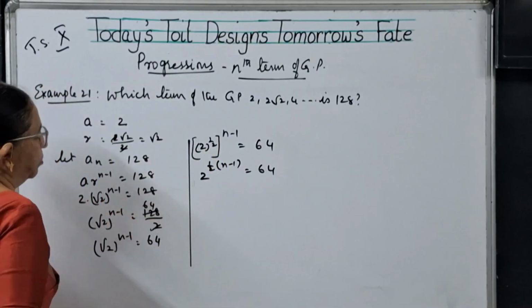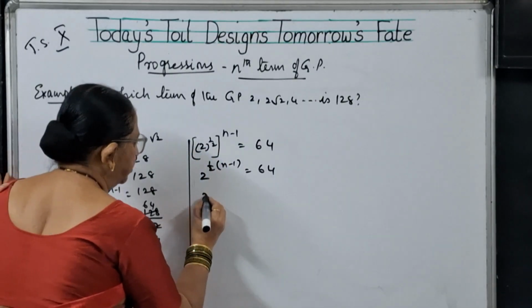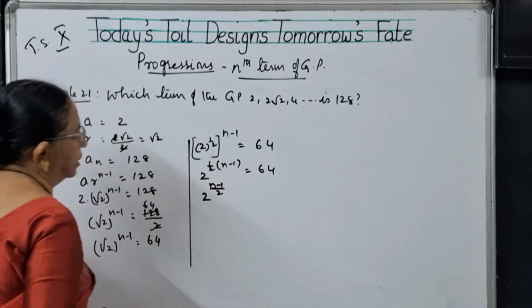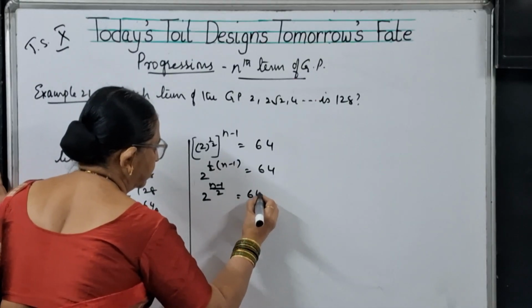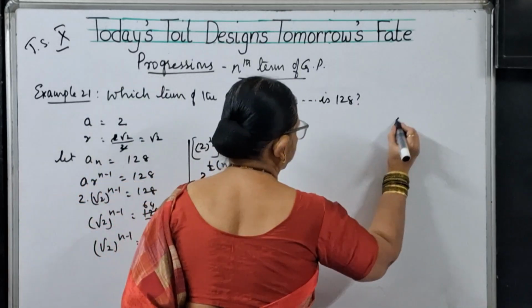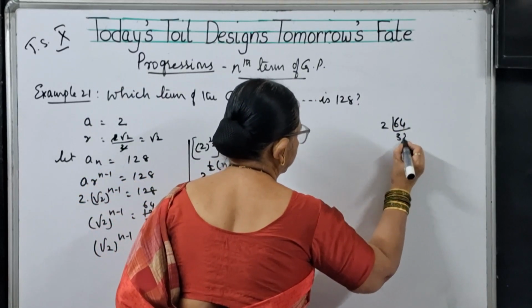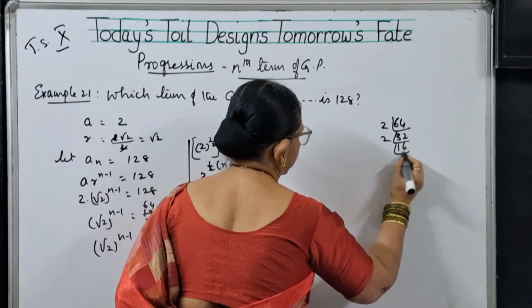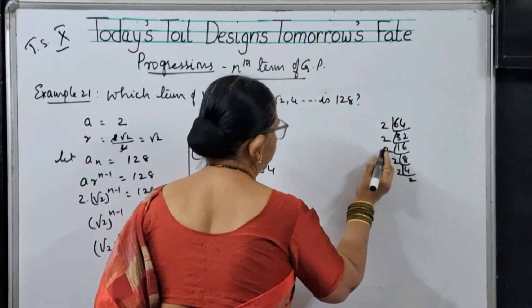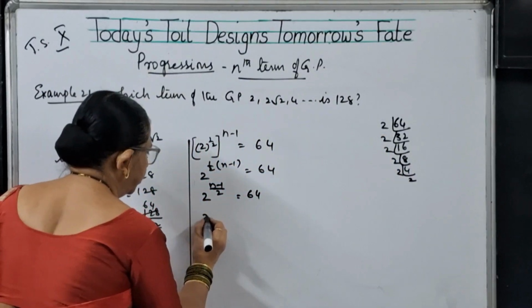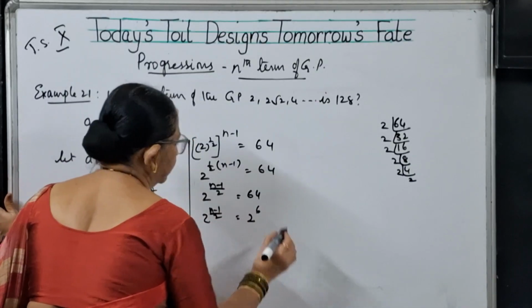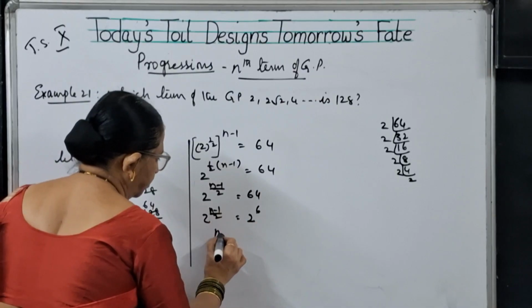This you know, a to the power of m whole to the power of n is a to the power of mn. That means 2 to the power of n minus 1 by 2 I can take is equal to 64. That means, see here, this 64 let us make in terms of base 2. 64, 2 3s are 6, 2 2s are 4, 2 1s are 2, 2 6s are 12, 2 8s are 16, 2 4s are 8, 2 2s are 4. That means 1, 2, 3, 4, 5, 6. So 2 to the power of n minus 1 by 2 is equal to 2 to the power of 6. So that means bases are same, so powers are equal.